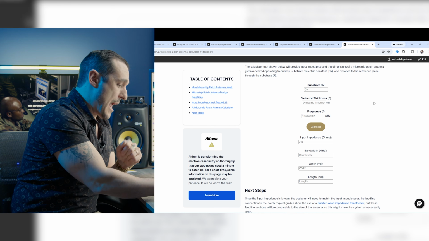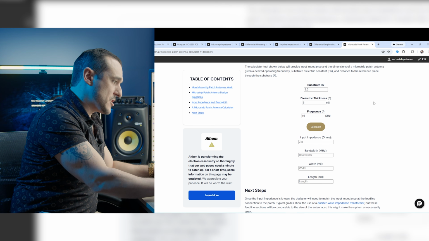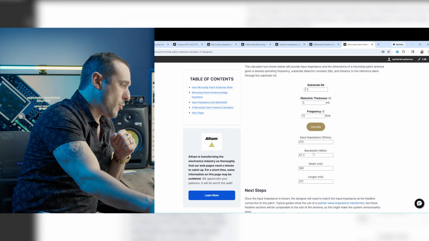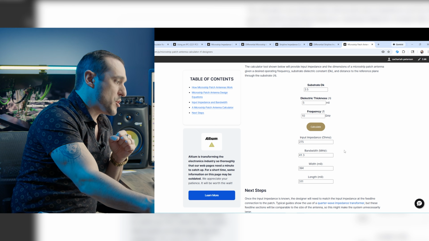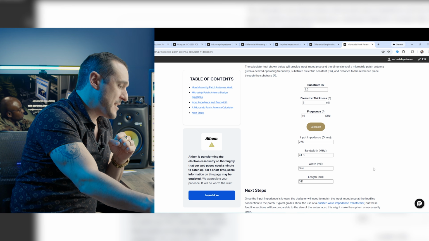So for example, if we have a Dk 3.5 laminate, it's 5 mil thick, and it's operating at 10 gigahertz, we just click the calculate button. You can see here what is the input impedance. You can see here what is the bandwidth at which that input impedance is valid, and then this is what the width and length of that antenna needs to be.